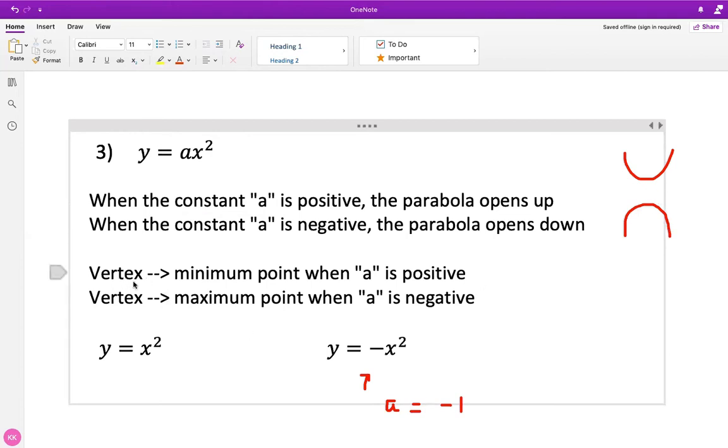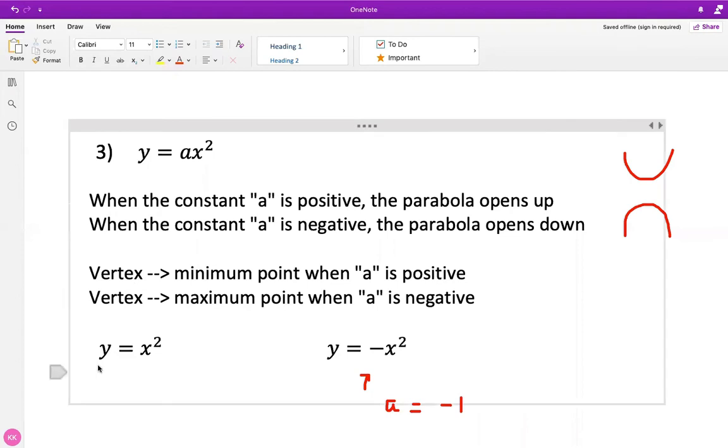Notice that the vertex is at a minimum point when the a value is positive. So when a is positive, the parabola opens up and the vertex is at the minimum point. Also notice that the vertex is at a maximum point when a is negative. So when a is negative, the parabola opens down and the vertex is at the maximum point. This is the maximum point vertex.